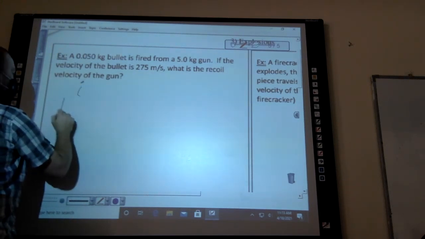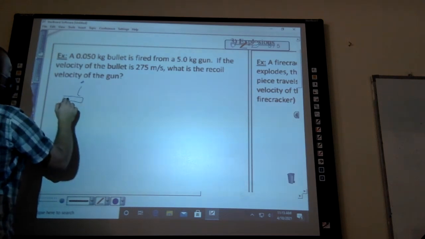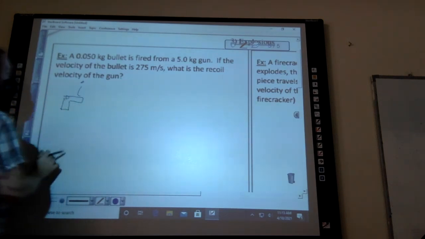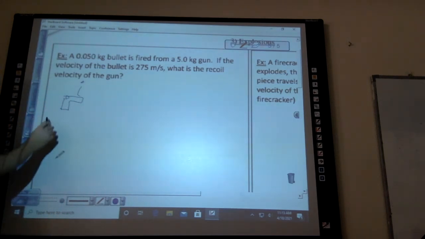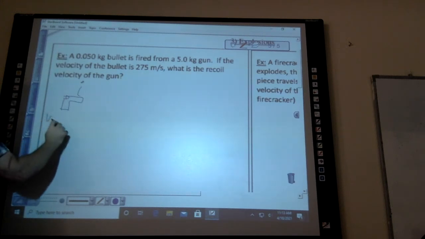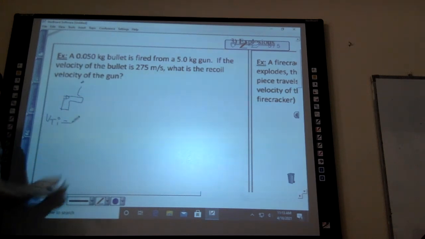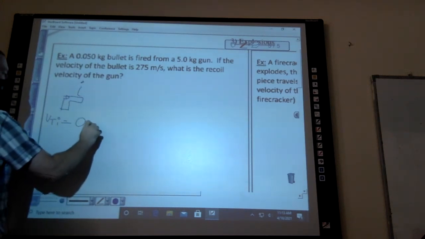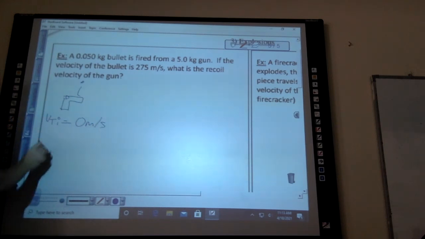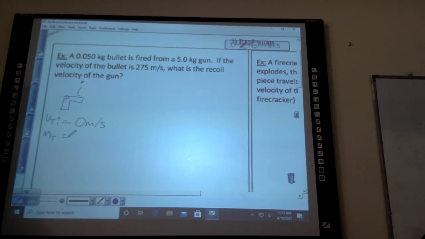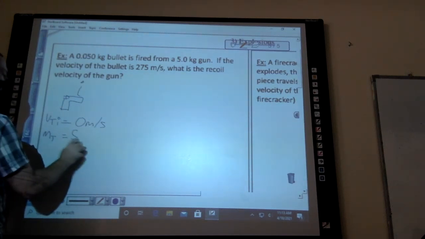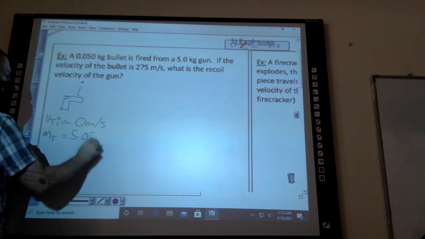Let's draw our really fancy gun here with the bullet inside. Initially, they're like this. Notice here, I'm dealing with V total initial because they're stuck together. This is 0. Not told anything. We're going to deal with mass total again because they're one object. So add these two things together. It's 5.05.